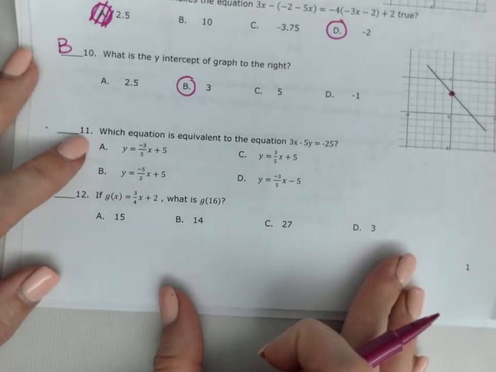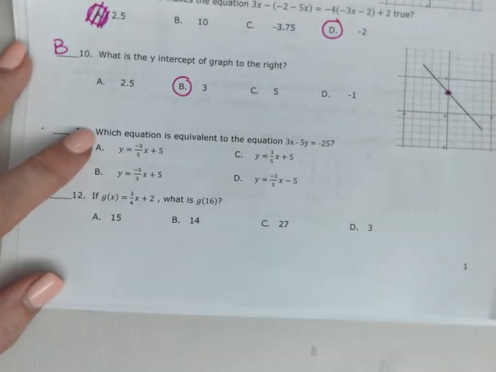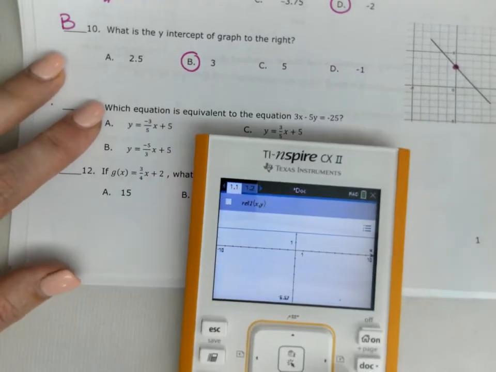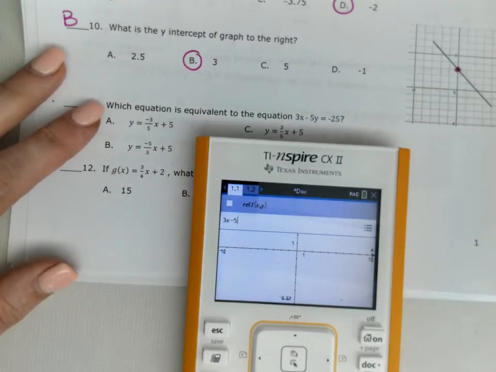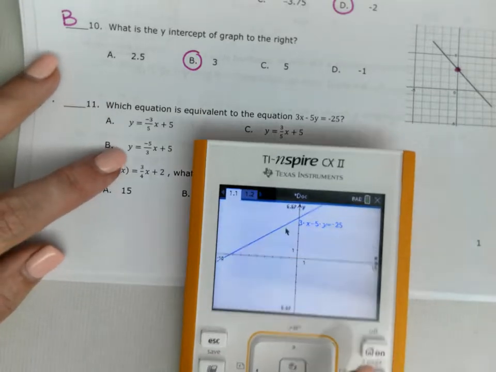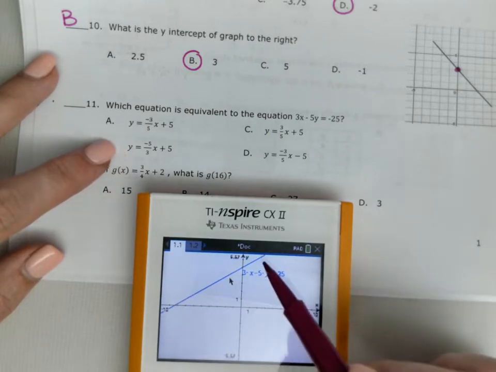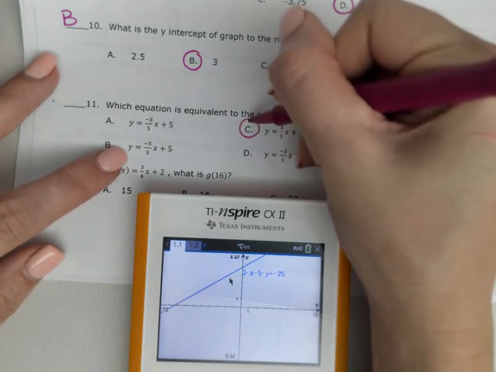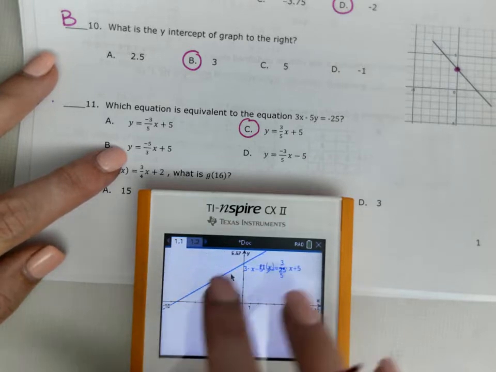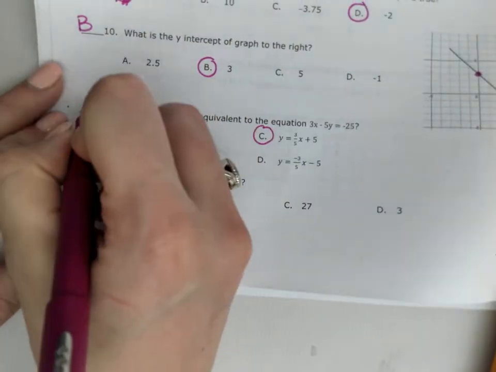Which equation is equivalent to the equation 3x minus 5y equals negative 25? So I can type that first equation in as a relation, menu 3.2. I'll type in 3x minus 5y equals negative 25. And I need to look to see which one is equivalent. So I can see right away that that's a positive slope, and this is the only one with a positive slope. But I'm going to check. So menu 3.1, and I type in 3 divided by 5x plus 5. And that went directly on top of it, so that is your answer.